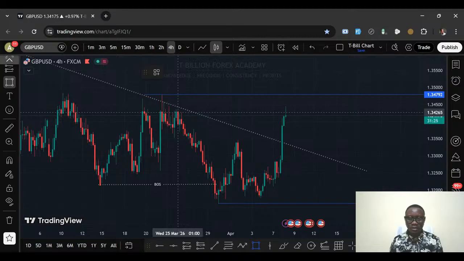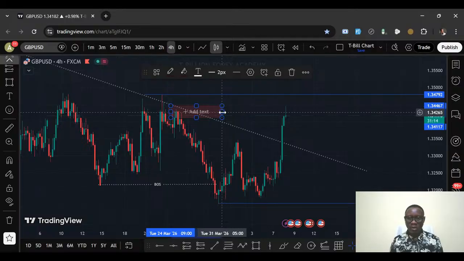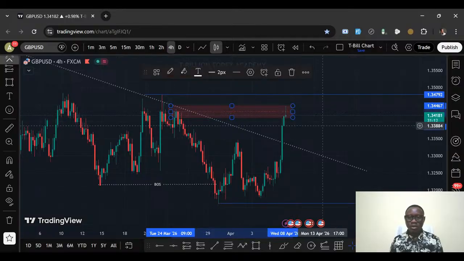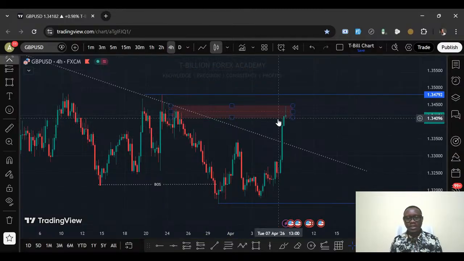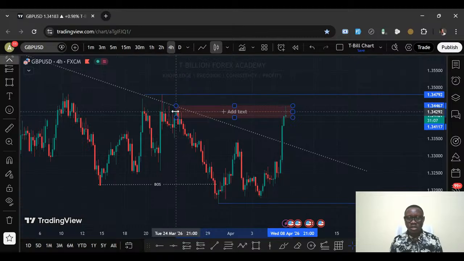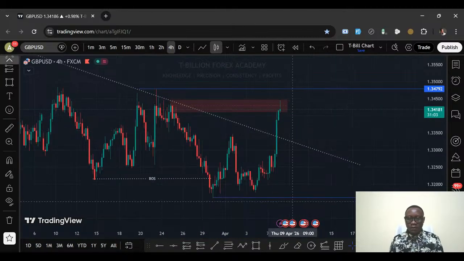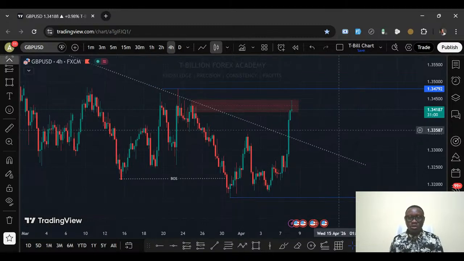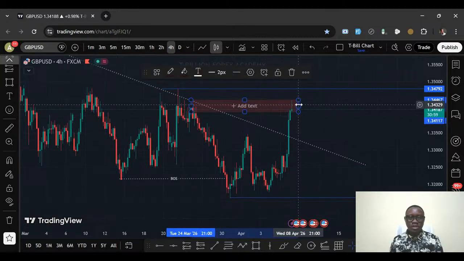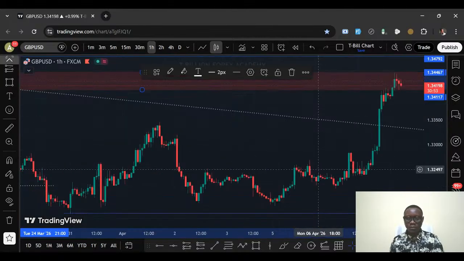So we have price reacting at this other block right here. So this is where price is currently reacting at. So this becomes our point of interest. This is a POI. Let's drill down to the 4-hour time frame to get our confirmation entry at this POI.